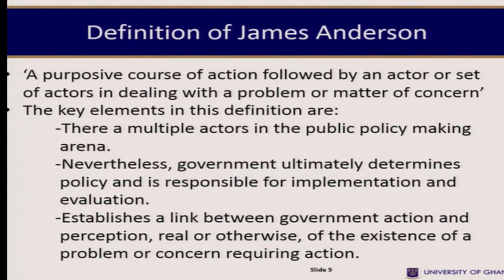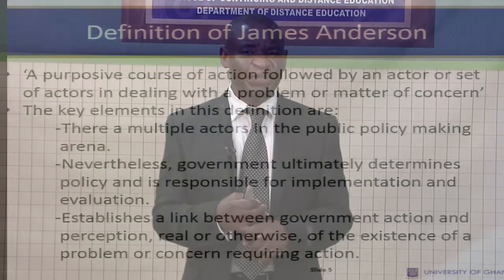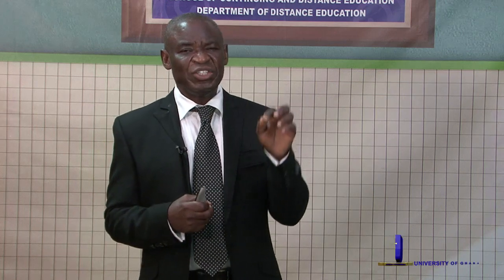It establishes a link between government action and the perception, real or otherwise, of the existence of a problem or concern requiring action. Now, what this simply means is that the previous two definitions have not specifically mentioned a problem, and there cannot be public policy if there is no problem. So it is Anderson who is the first to draw our attention to the existence of a problem: once there is no problem, there is no policy, because policies are meant to address problems. So there must first be a problem before we even try to think about solutions. So that's what he's trying to tell us.